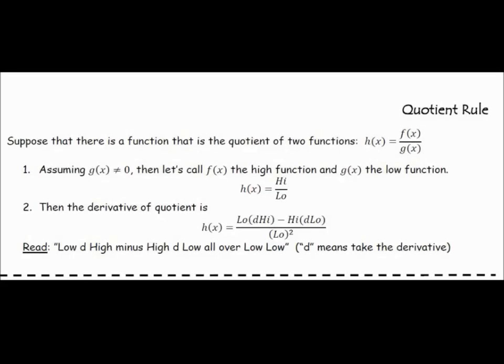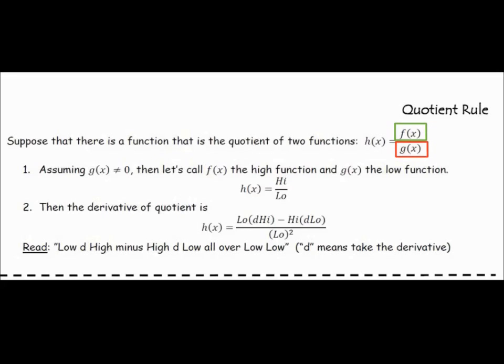Alright, we're going to talk about the quotient rule. So we had the product rule, which is the multiplication of two different functions. Now we're going to talk about the quotient rule. When I talk about the quotient rule, what we're talking about is two functions that are divided by each other. So it's kind of like, if you want to call it, that would be my high function, and below it would be my low function.